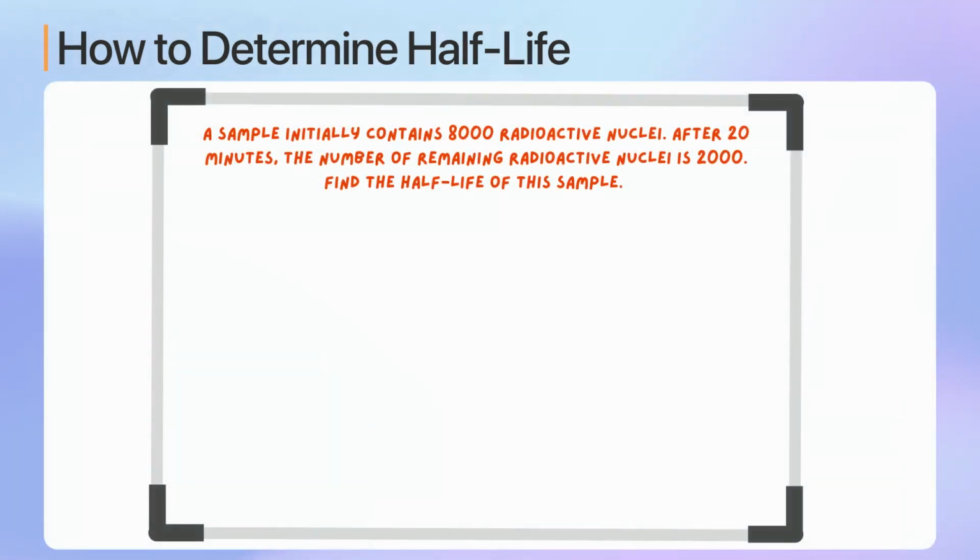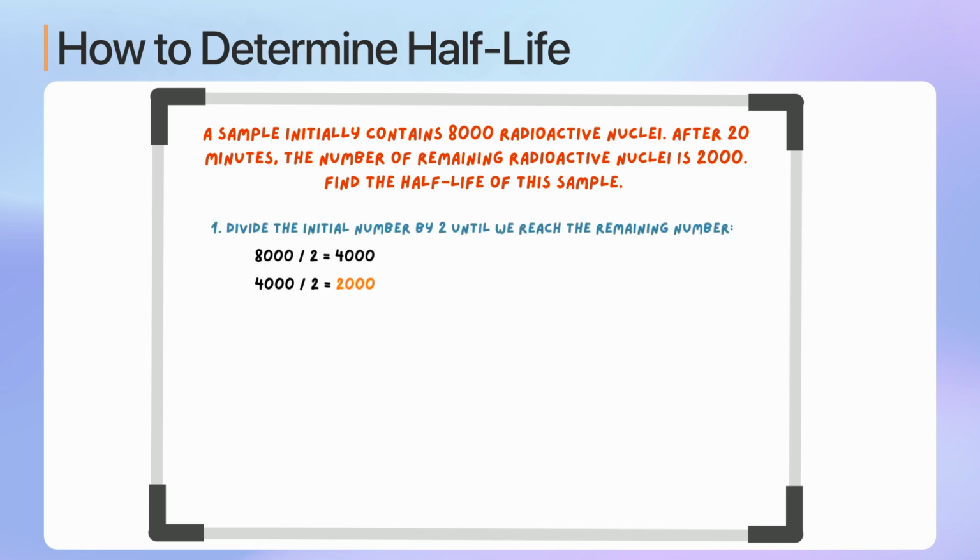We are told that a sample initially contains 8,000 radioactive nuclei. After 20 minutes, the number of remaining radioactive nuclei is 2,000. We are asked to find the half-life of this sample. To do this, we divide the initial number by 2 until we reach the remaining number of nuclei in the sample. For this case, after the first half-life, there will be 4,000 nuclei, as 8,000 divided by 2 equals 4,000. After the second half-life, there will be 2,000 nuclei remaining, as 4,000 divided by 2 equals 2,000. Thus, 2 half-lives have passed.